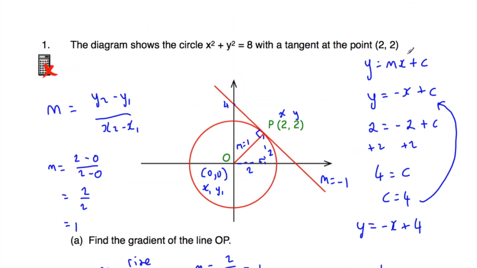I would write y equals mx plus c, put in the gradient that we know, then substitute in the x-coordinate and the y-coordinate from a point that we know on the line to find out c, and then we can find the equation of the line, which in this case is y equals -x plus 4.